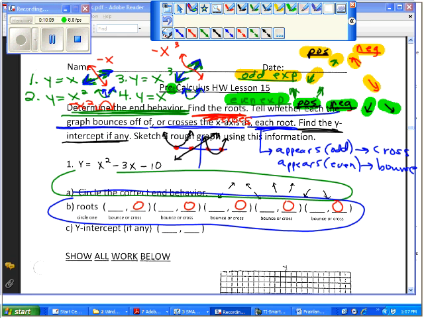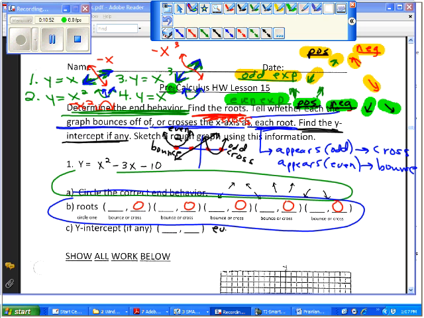You remember that? Now, this is the idea of bounce. And this is the idea of cross. When did it bounce? When you had two of the same. 2 is even. 1 is odd. If you played with this enough, you would realize that if a particular root appears an odd number of times, it's going to cross at that root. And if a particular root appears an even number of times, it's going to bounce at that root. Okay? So there's our rule.